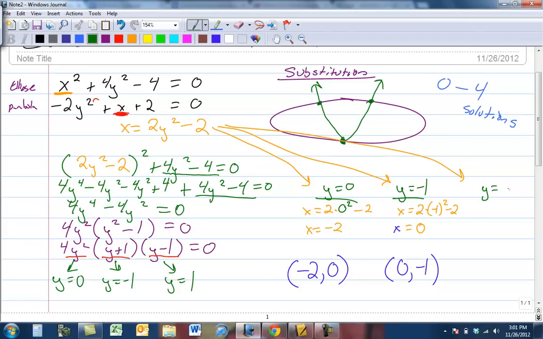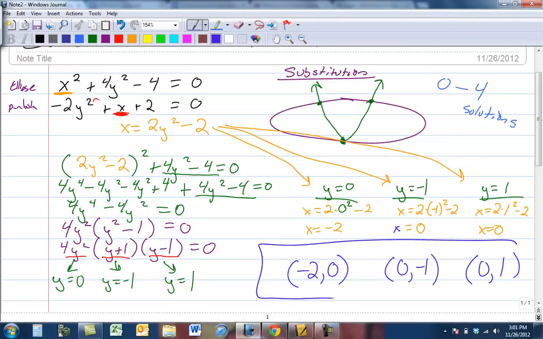And then our third scenario is when y is equal to 1. Again, x is equal to 2 times 1 squared minus 2. 1 squared is 1, times 2 is 2, minus 2 is 0. So our final intersection point is (0, 1). So there are 3 solutions here.